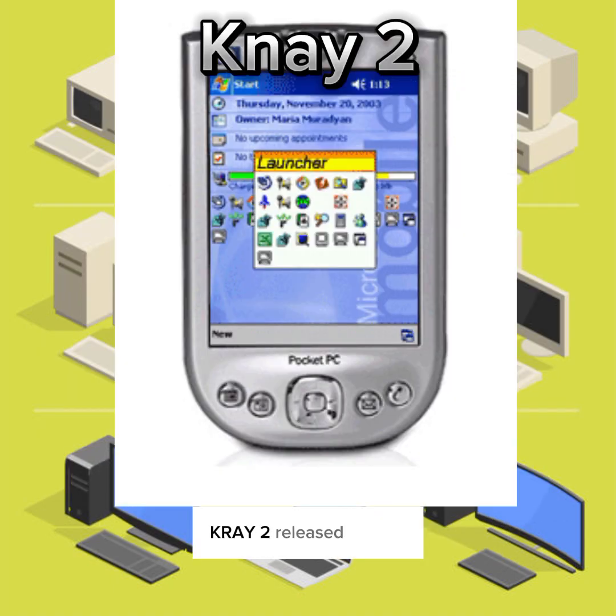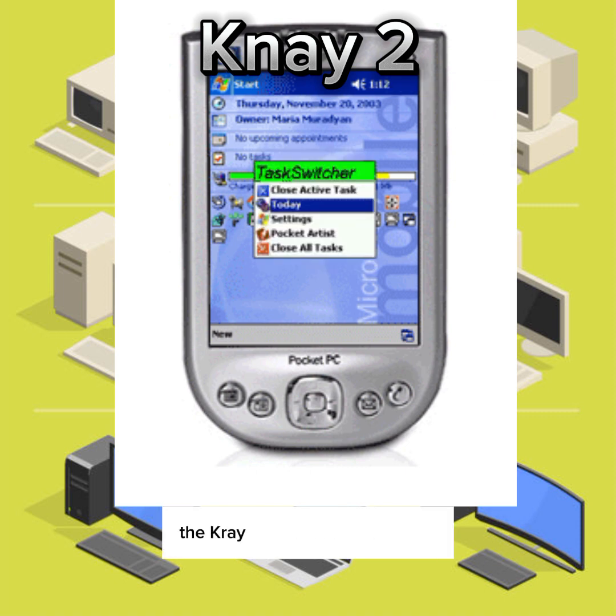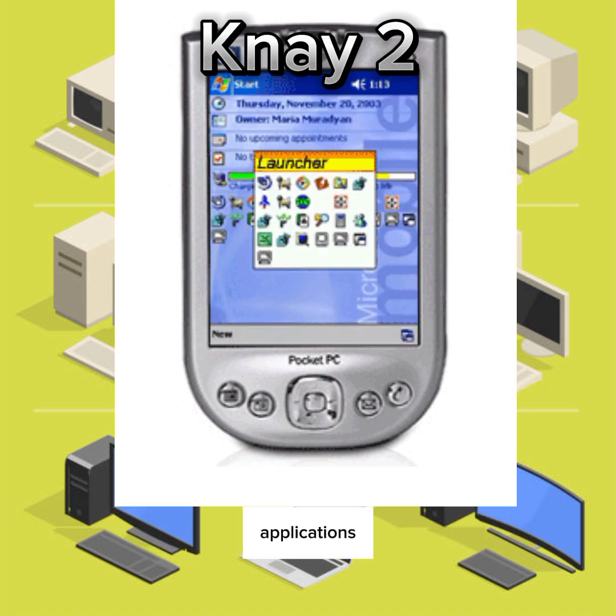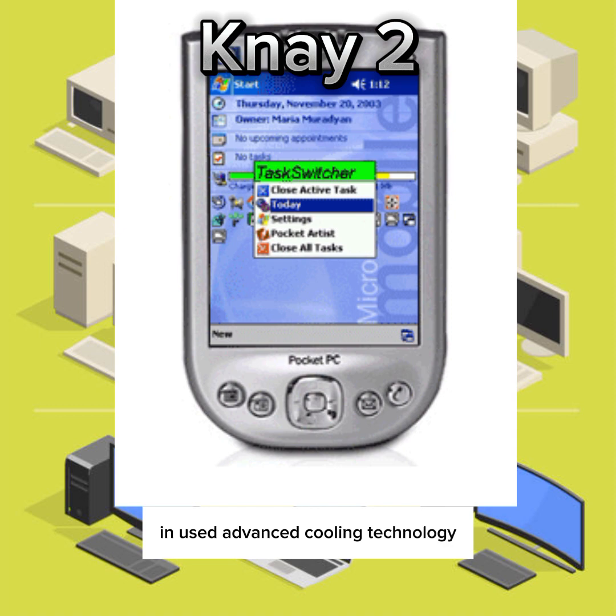Cray-2. Released in 1985, the Cray-2 was a supercomputer known for its speed and performance. It was designed for scientific and engineering applications and used advanced cooling technology.